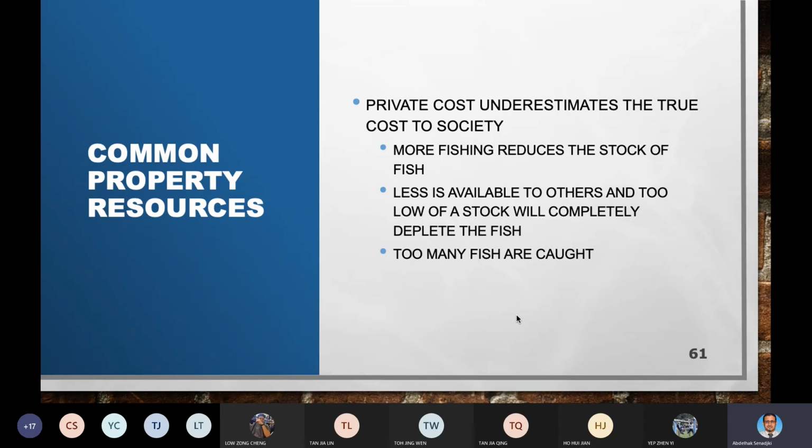More fishing reduces the stock of fish, and therefore less is available to others. If the stock gets too low, the fish will be completely depleted one day, because they will not reproduce themselves when the stock is too low. After the small ones are caught, it will be depleted. Too many fish are caught, and therefore it will be 100% depleted.